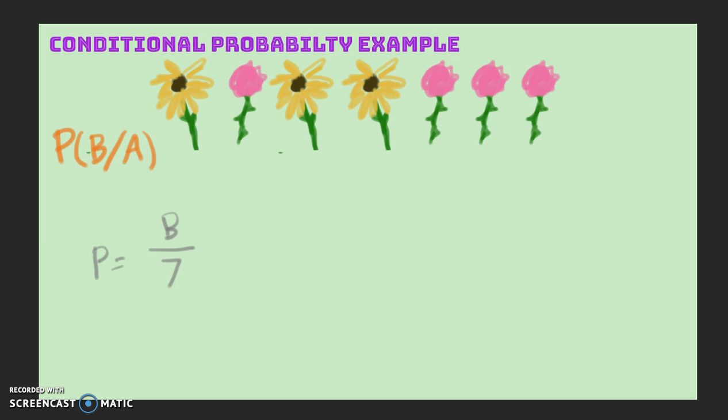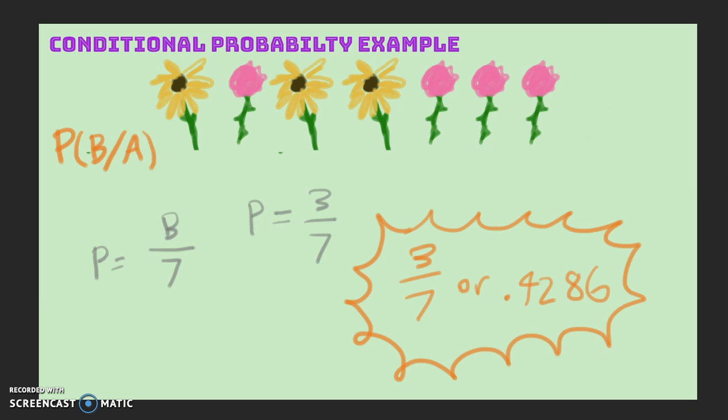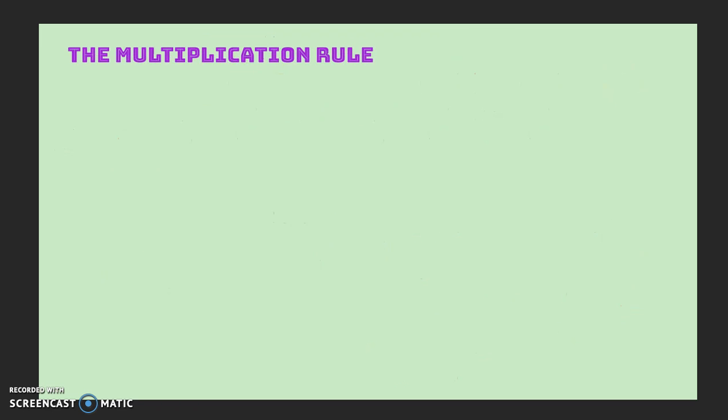So then we put 7 at the bottom. And since we were trying to find out the probability I'll pick a sunflower next, and we have only 3 sunflowers in the garden, 3 is going to be our B value. Okay, so the probability of picking a sunflower after I picked a rose is 3/7, or 0.4286. Okay, let's move on to the multiplication rule.